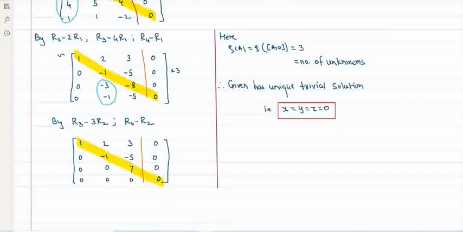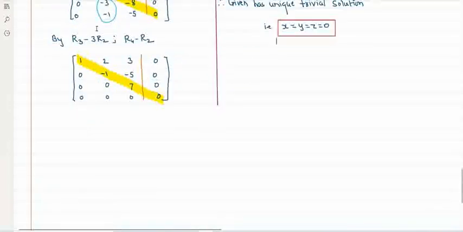So directly you can conclude that the equation has a unique trivial solution. Or if you use back substitution manually, you will also get the same thing. So I advise writing the solution directly. Okay. The third one.